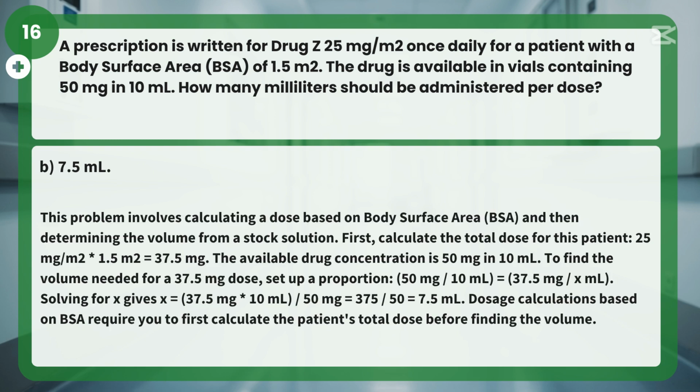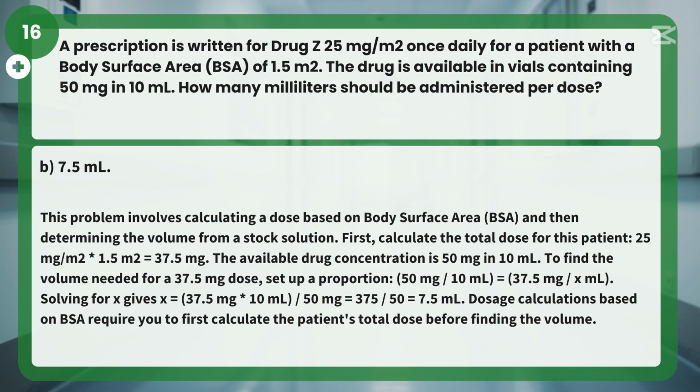Answer B. 7.5 milliliters. This problem involves calculating a dose based on body surface area, BSA, and then determining the volume from a stock solution. First, calculate the total dose for this patient, 25 mg per square meter * 1.5 square meters equals 37.5 mg. The available drug concentration is 50 mg in 10 milliliters.